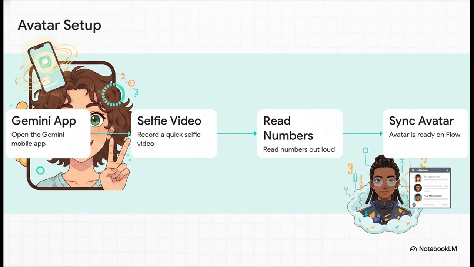The app is going to guide you to record a really quick selfie video just showing the front and sides of your face, and it'll ask you to read some numbers aloud. That super simple process captures both your physical likeness and your voice profile, and then it automatically syncs it back to your Flow dashboard as an avatar.